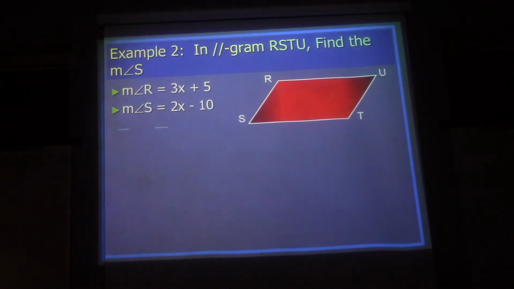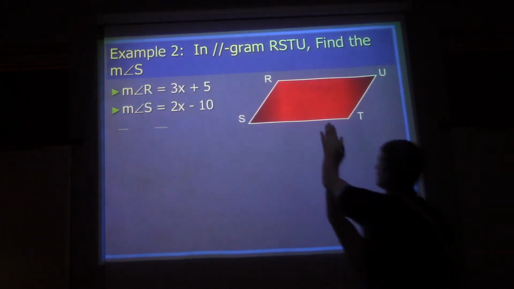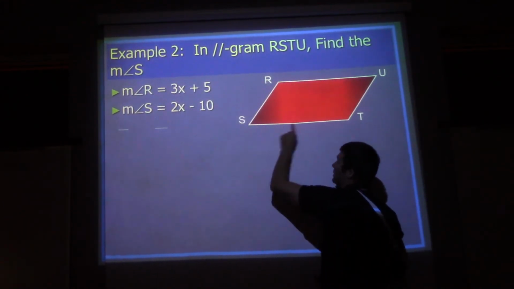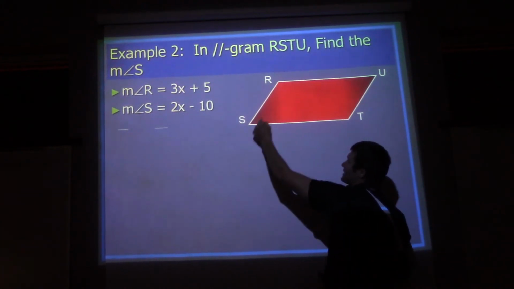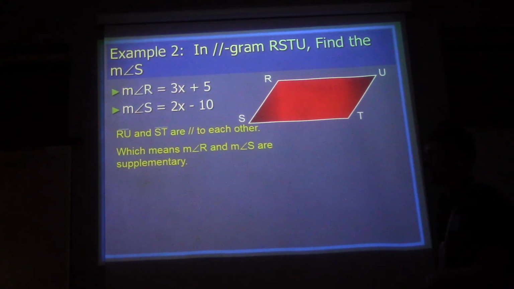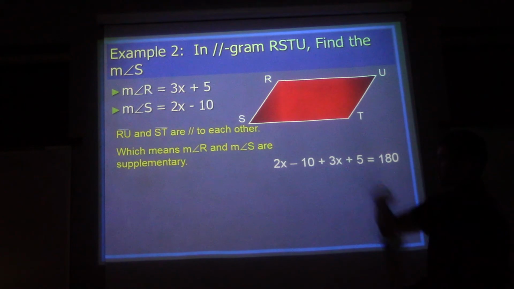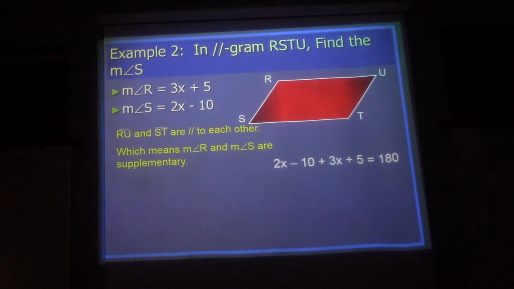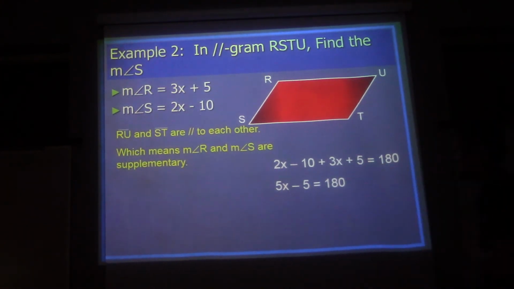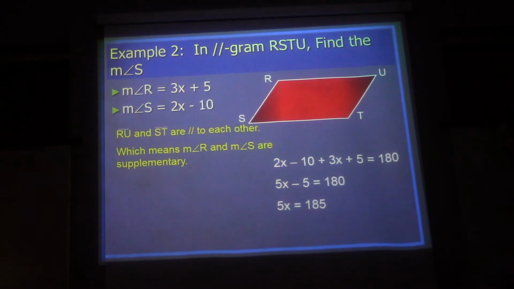Then we come here to a parallelogram, with parallel sides. Again, this side is parallel to this side, so R and S. If these sides are parallel to one another, then they're same side interior angles, so they sum to 180. And so we go ahead and state that. These two, 2x minus 10 plus 3x plus 5 equals 180 degrees. Go ahead and combine like terms. 2 plus 3 is 5, negative 10 plus 5 is negative 5. And so you get x equals 37.